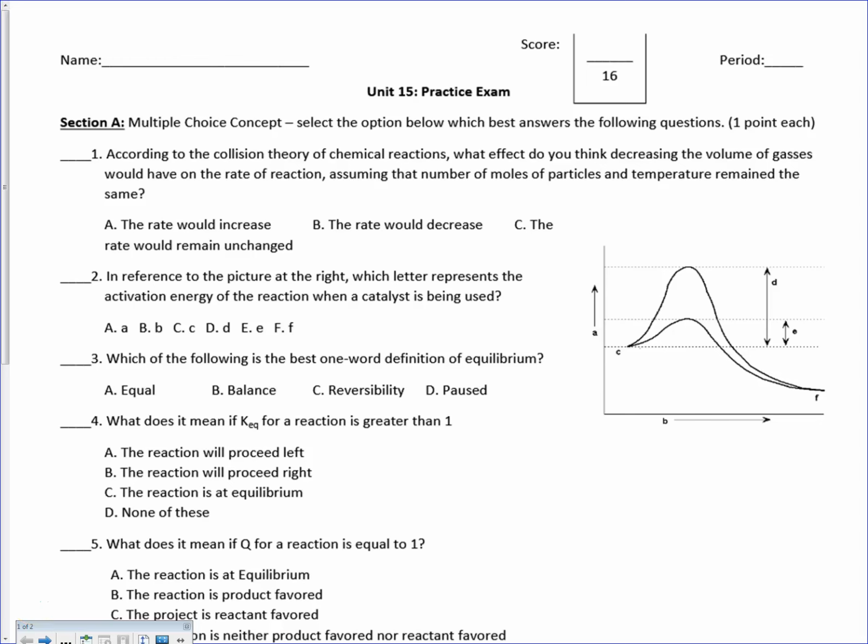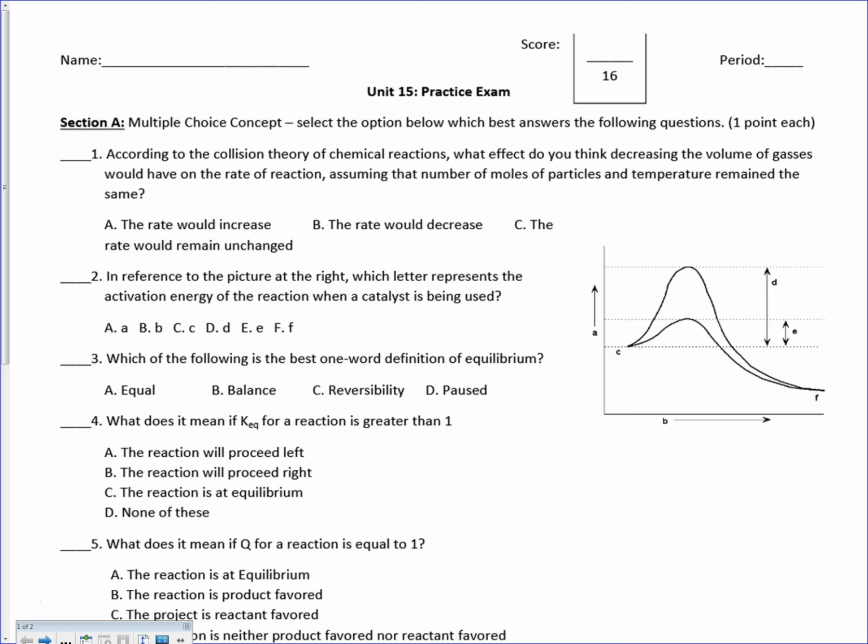This is the Unit 15 practice exam. First, here we've got a multiple choice section, so make sure that you're familiar with these concepts. Some of these are actually sort of rigorous, so study your notes, come and ask me if you have any questions, just make sure that you really understand all of these questions.